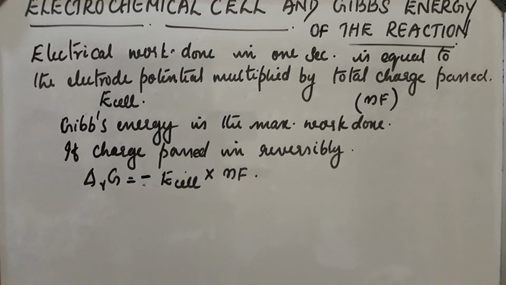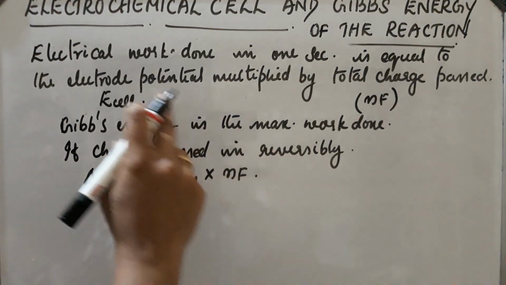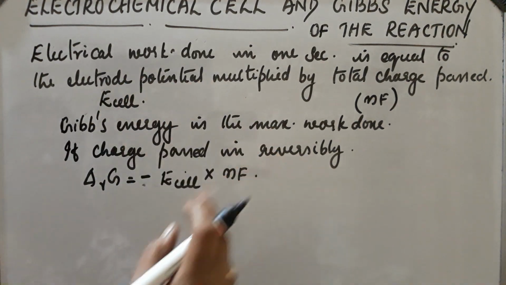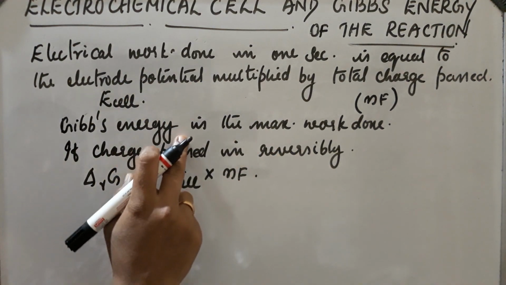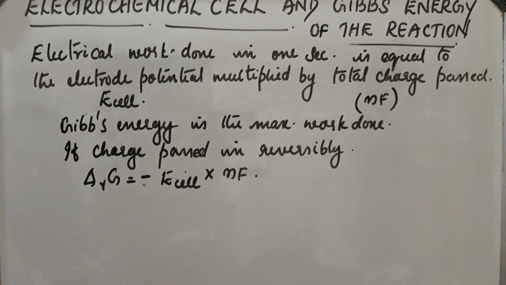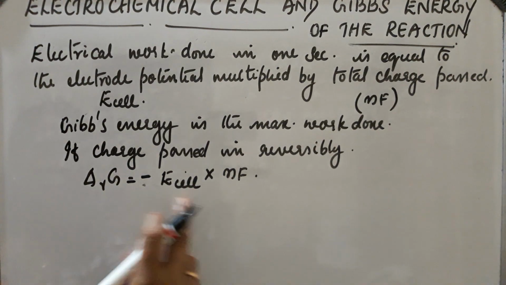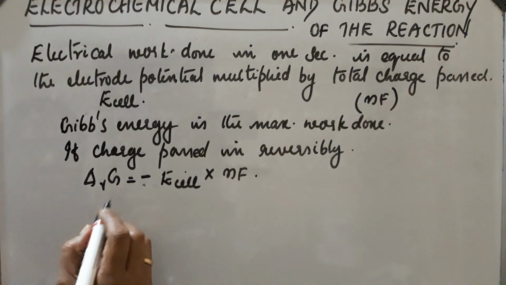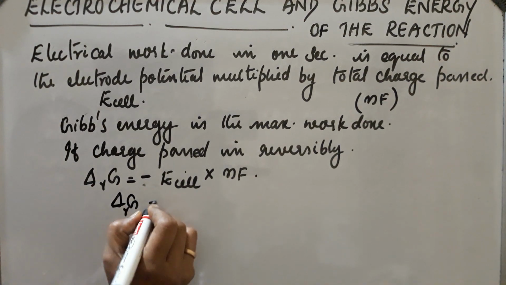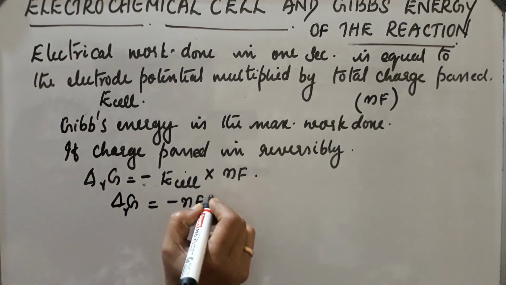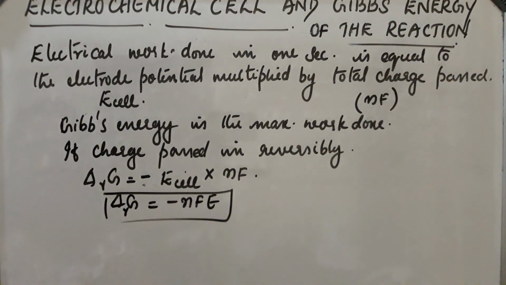In a galvanic cell, if the reversible work is done, it means there is a decrease in Gibbs energy, because the charge is passed reversibly. So, Gibbs energy is decreasing. That means the value will be negative. So, delta G of R will be equal to minus E of cell into nF, or delta G of R equals minus nFE. Okay, this is the relation.